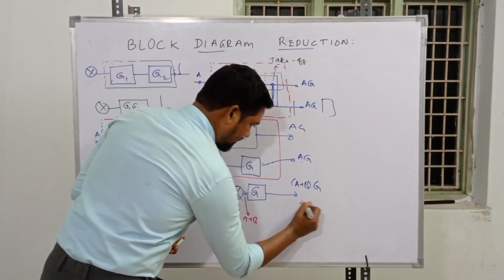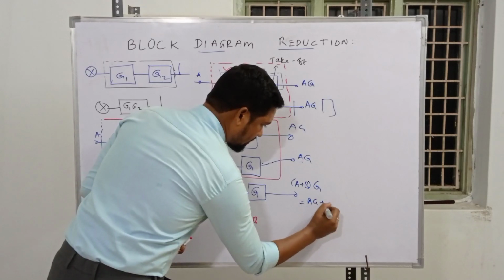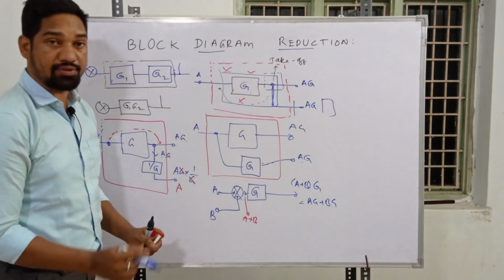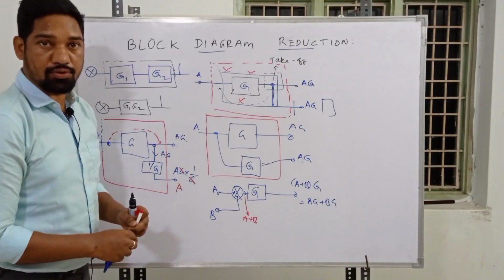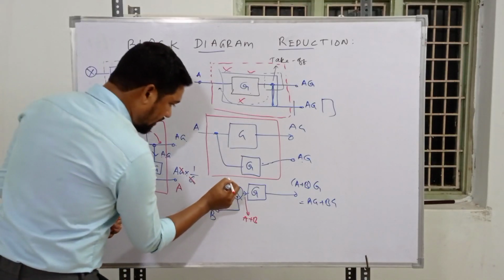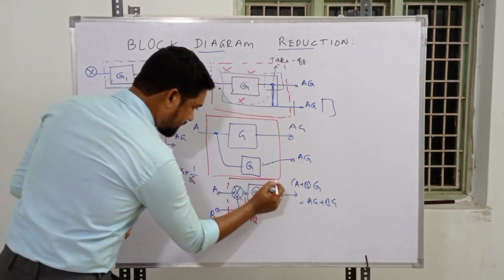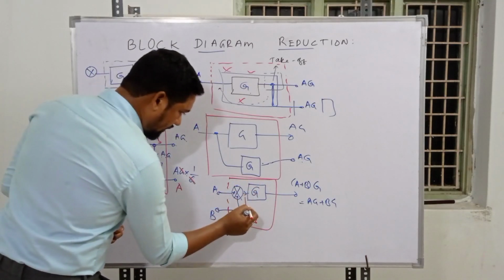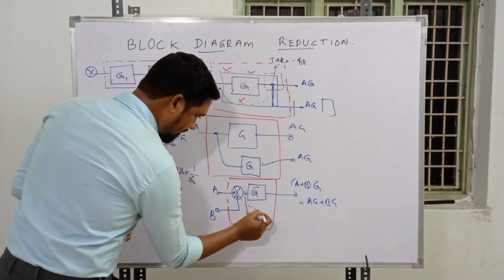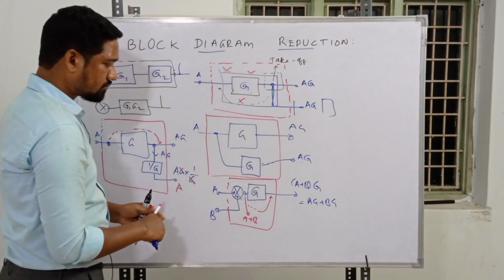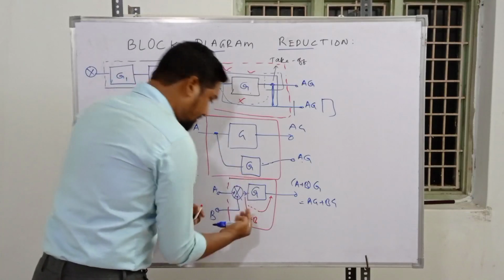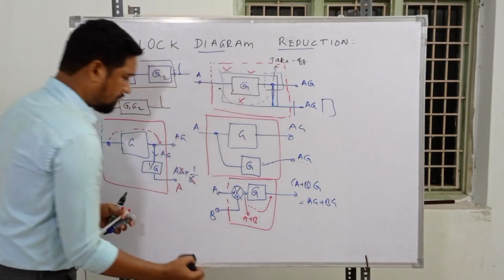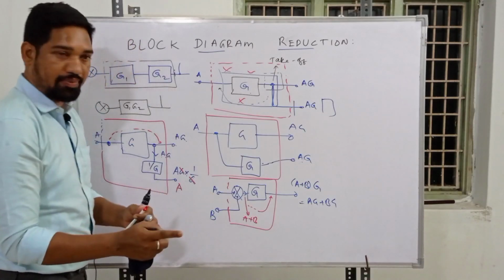So that is AG plus BG. During the reduction process, we may be in need of shifting this summing point, which is behind the block, to this side. Any reduction or modification may be done, but we have to stick to the conditions that apply.